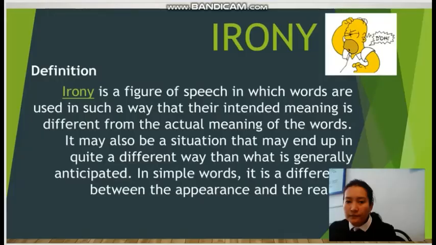Next, irony. Irony is a figure of speech in which words are used in such a way that their intended meaning is different from the actual meaning of the words. It may also be a situation that may end up in a quite different way than what is generally anticipated. In simple words, it's a difference between the appearance and the reality.